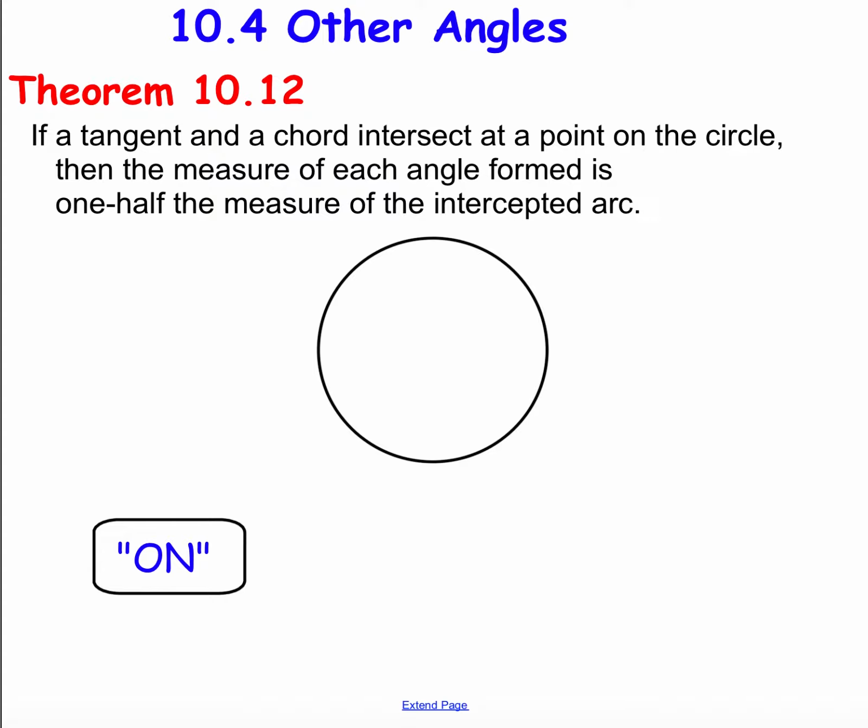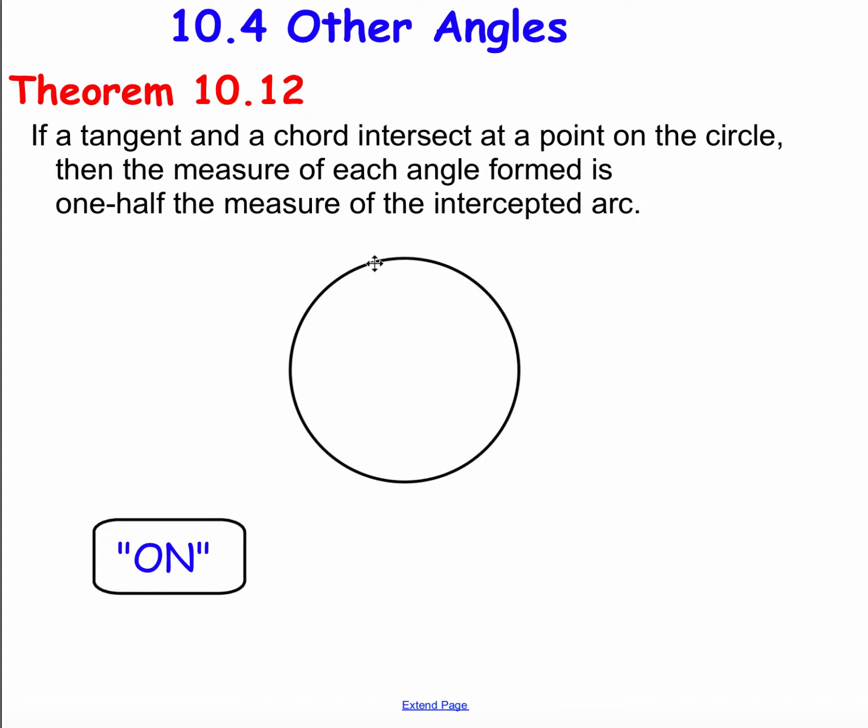We're going to start here with Theorem 10.12, and then we're going to draw a picture of what I'm describing. Theorem 10.12 says this: if a tangent and a chord intersect at a point on the circle, then the measure of each angle formed is 1/2 the measure of the intercepted arc. So let's draw what this describes.